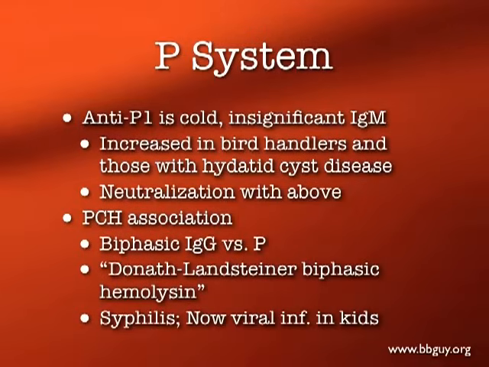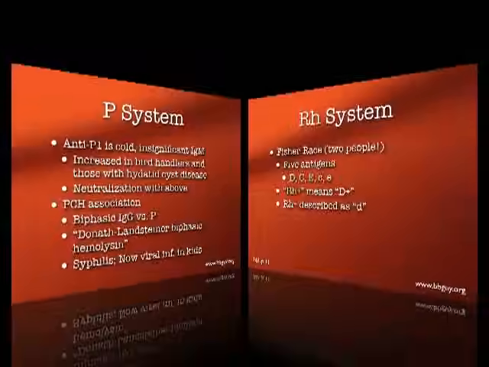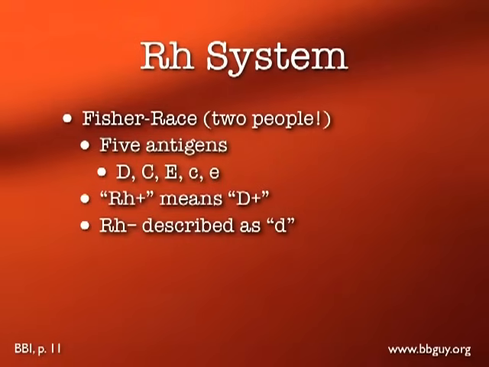All right, so that's everything from the ABO family. Let's move on and talk about the Rh system. I promise things will go faster from here on out.